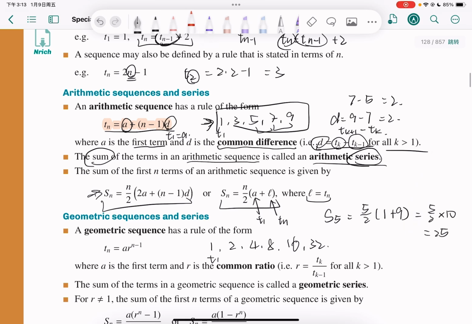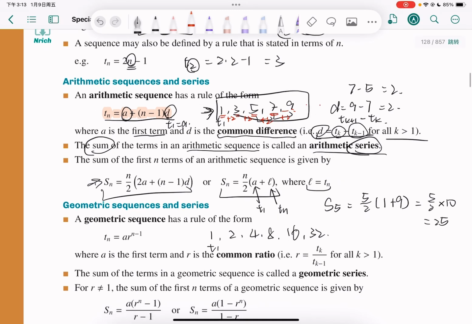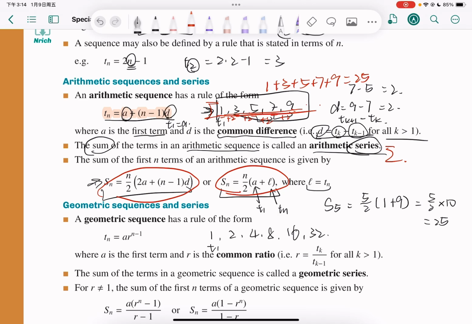So in general, an arithmetic sequence tells you we have the first term, then we add the difference to get the second term, add it again to get the third one, and the fourth one, and the fifth one, and so on and so forth. And the series tells us we want the sum of all these. So what's 1 plus 3 plus 5 plus 7 plus 9? Using this formula or this one is basically the same. We get the sum, which is equal to 25. So a series is about the sum, and a sequence is about a sequence of numbers.